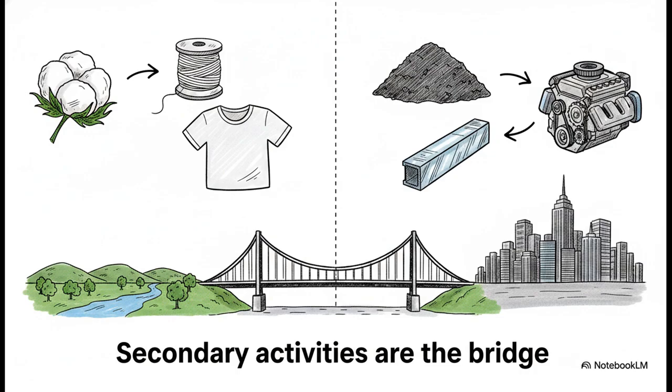Think about a raw cotton ball. In its natural state, it really has very limited use. But once you transform it into spun yarn, it becomes immensely more valuable because now it can be woven into clothing. The exact same thing goes for iron ore. Straight out of the ground, you certainly can't build a car with it, but convert it into steel, and suddenly it's incredibly valuable for making heavy machines and tools. Secondary activities are literally the bridge between raw nature and human progress.